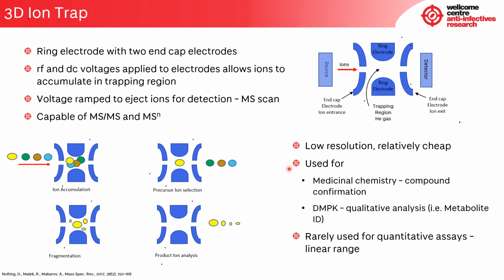Ion traps are low resolution mass specs, typically unit mass resolution. In medicinal chemistry, they've tended to be used for compound conformation, and in DMPK analysis, usually qualitative analysis such as metabolite ID. They're rarely used for quantitative assays because the linear range of these mass spectrometers is quite limited in comparison with others.